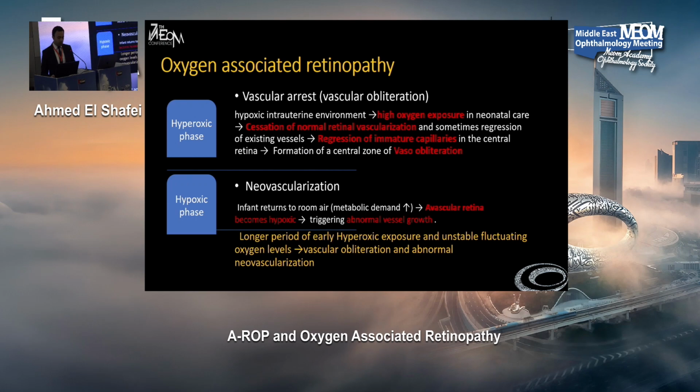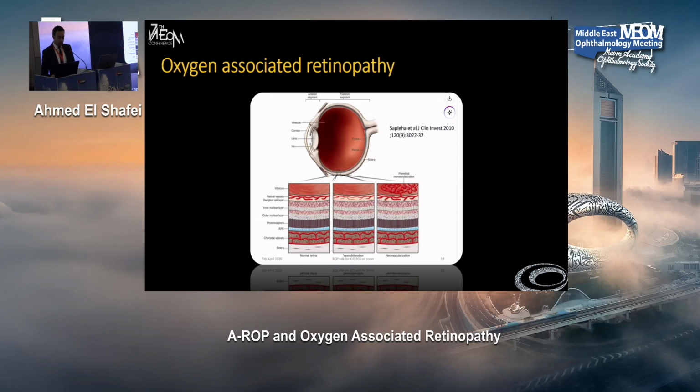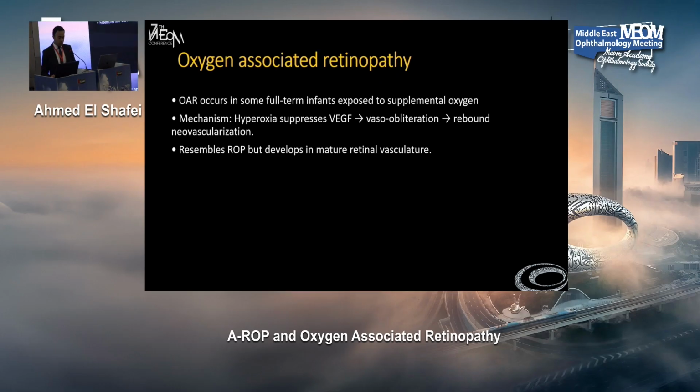So a long period of early hyperoxic exposure and unstable fluctuation of oxygen level cause vascular obliteration and neovascularization. This is a diagram showing the obliteration and the neovascularization with the oxygen level. Oxygen-associated retinopathy can happen in full-term infants exposed to supplemental oxygen. Hyperoxia suppresses VEGF, causing vasoobliteration and rebound neovascularization. It resembles ROP but develops in immature retinal vasculature.